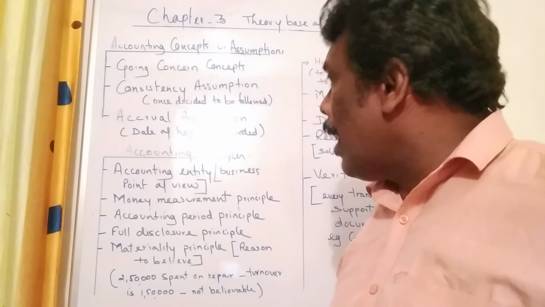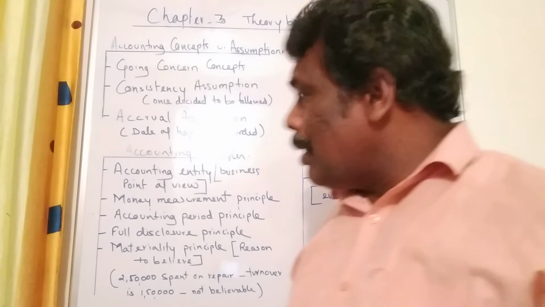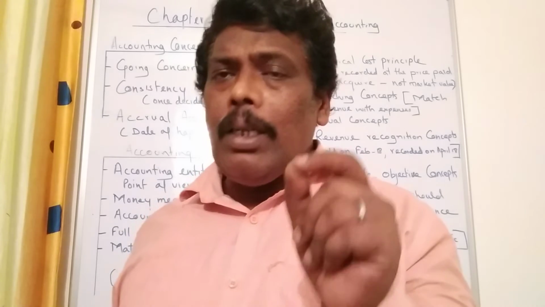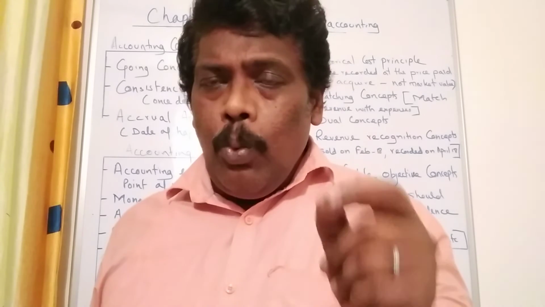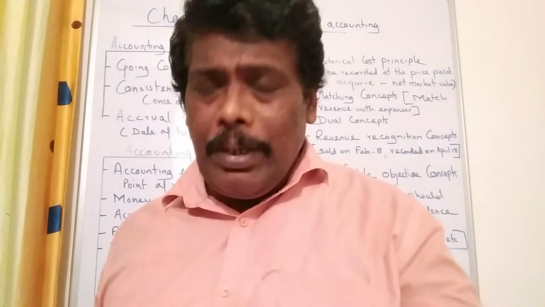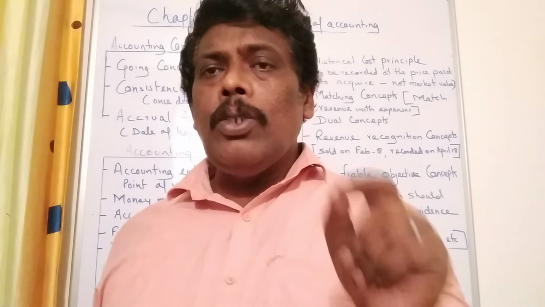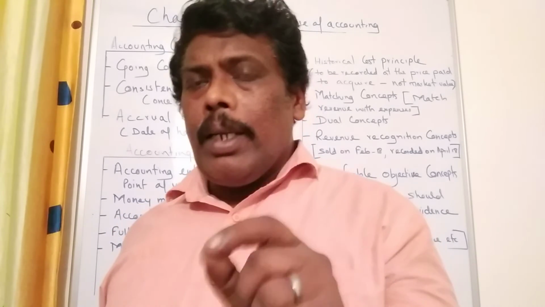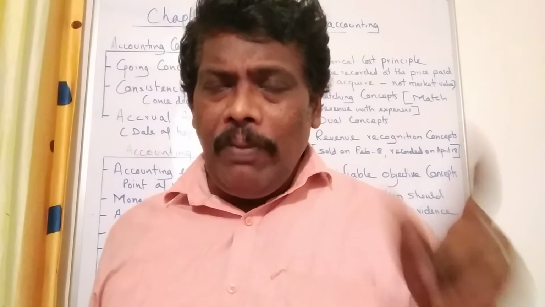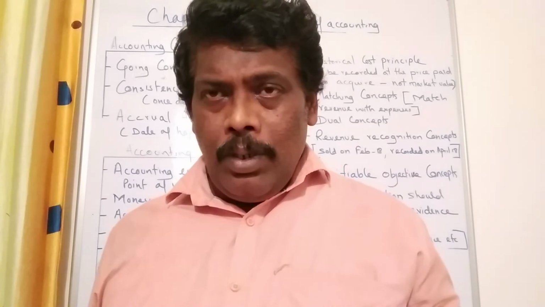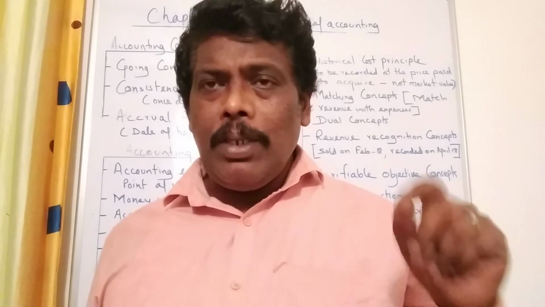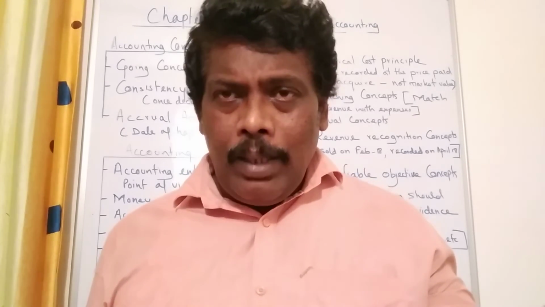The third one is accrual assumption. This assumption says that we have to consider the happening date. Happening date means when the transaction takes place, when the transaction is completed. For example, goods sold on 10th March and its payment received on 15th April.